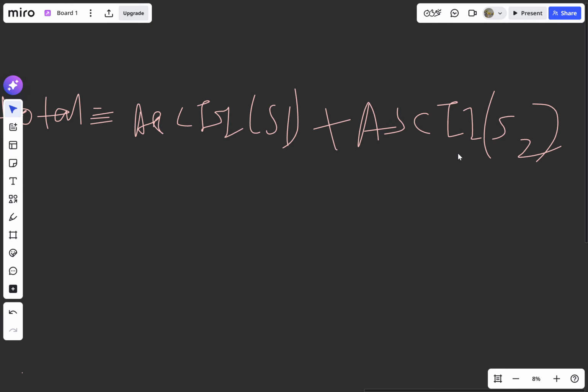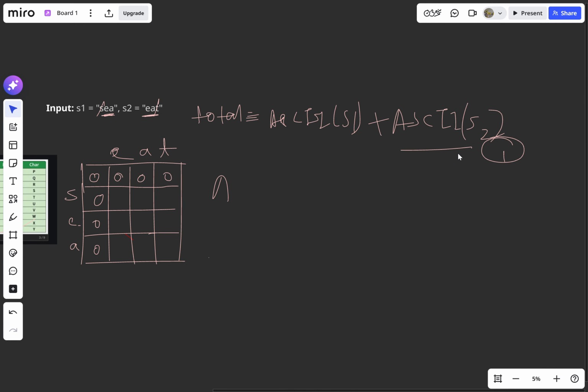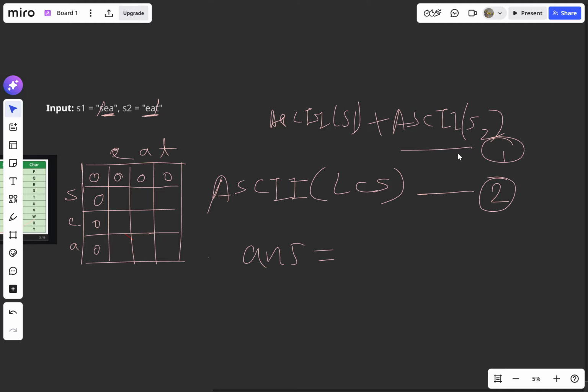Then we will take it as equation number 1. After that, equation number 2 will contain the ASCII value to make the longest common subsequence. Okay, this will be equation 2. So now we will get our answer, meaning the characters which we are deleting: the answer is equation 1 minus equation 2.